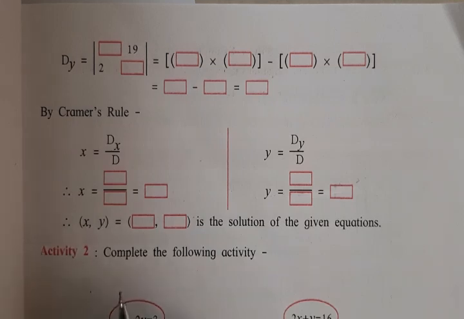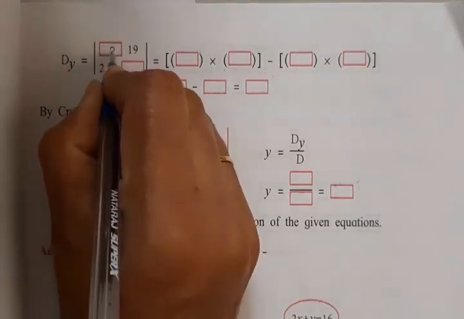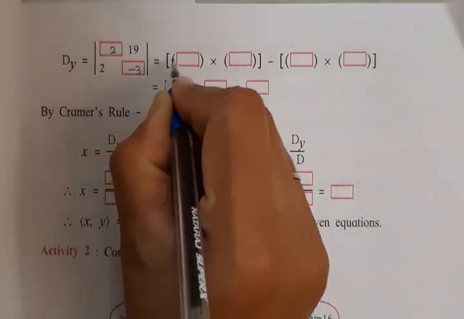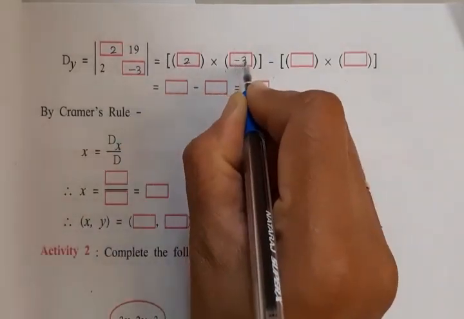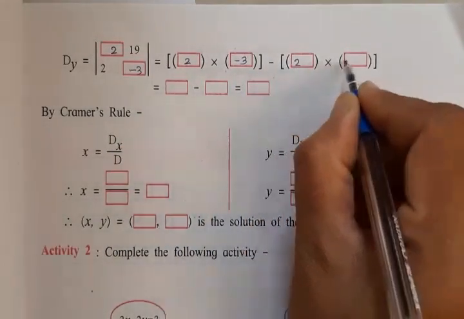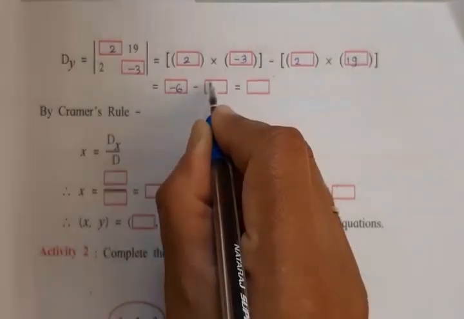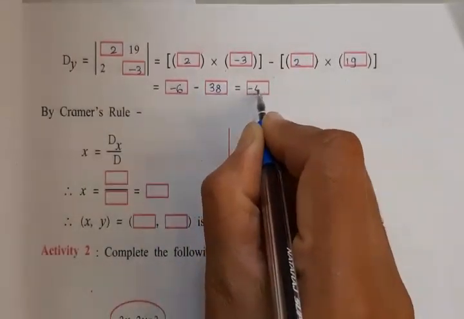Now to find the value of determinant dy, we require a1, c1, a2, c2. These a1, c1, a2, c2 are nothing but the values when we compare these equations with the general form ax plus by equals c. Here a1 means 2, so 2, 19, 2, minus 3. When we do the cross multiplication, we'll get 2 into minus 3 minus 2 into 19. So here we'll get minus 6 minus 38 equals minus 44.